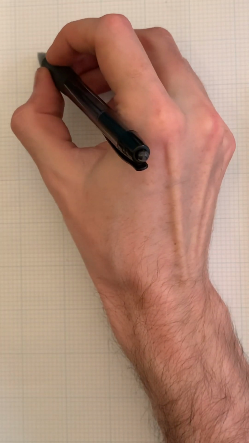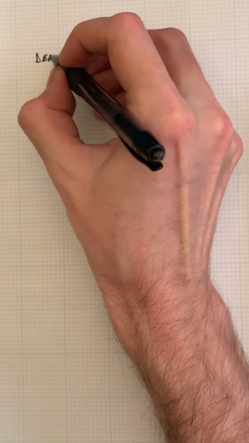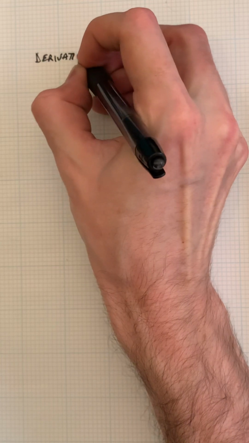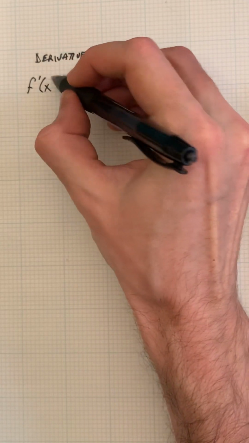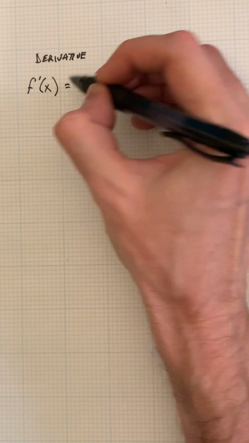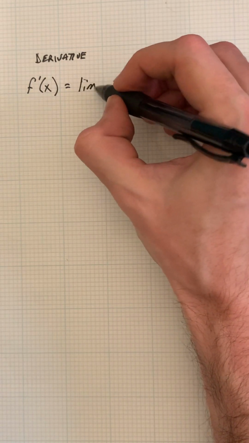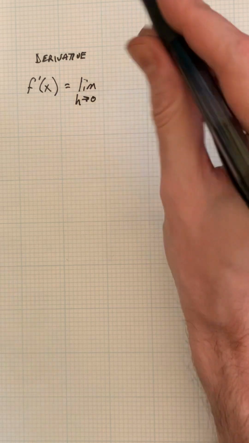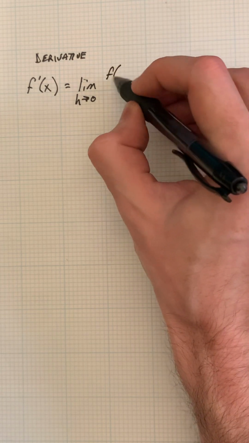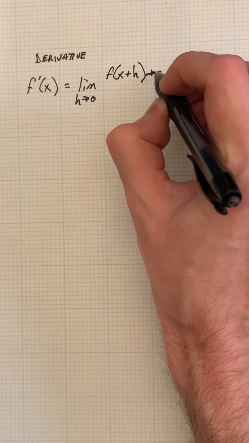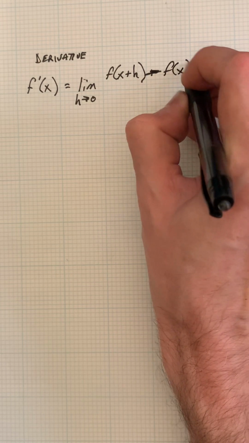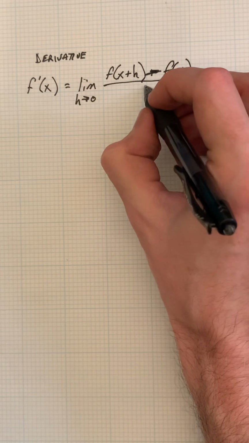So if you recall, we had our derivative equation, where f prime of x is equal to the limit as h goes to 0 of f of x plus h, minus f of x, all divided by h.